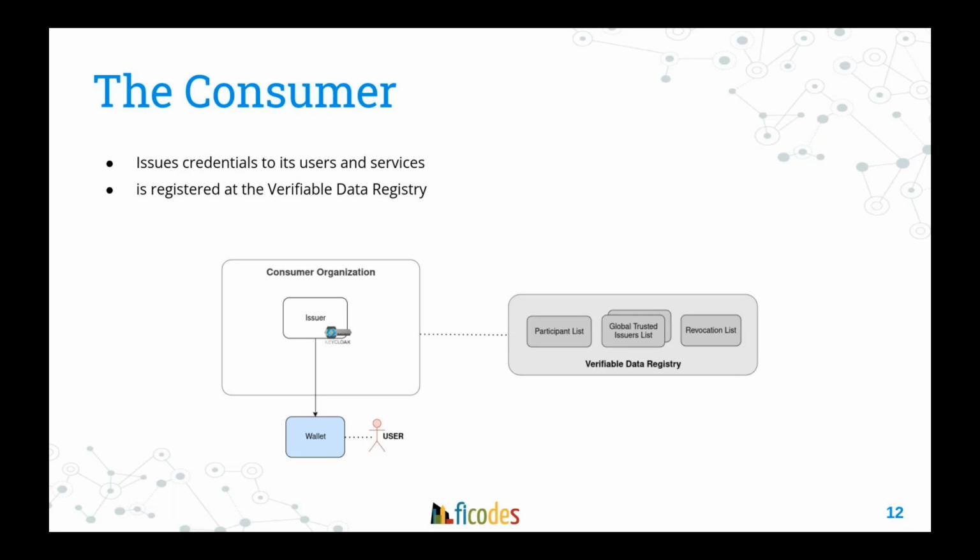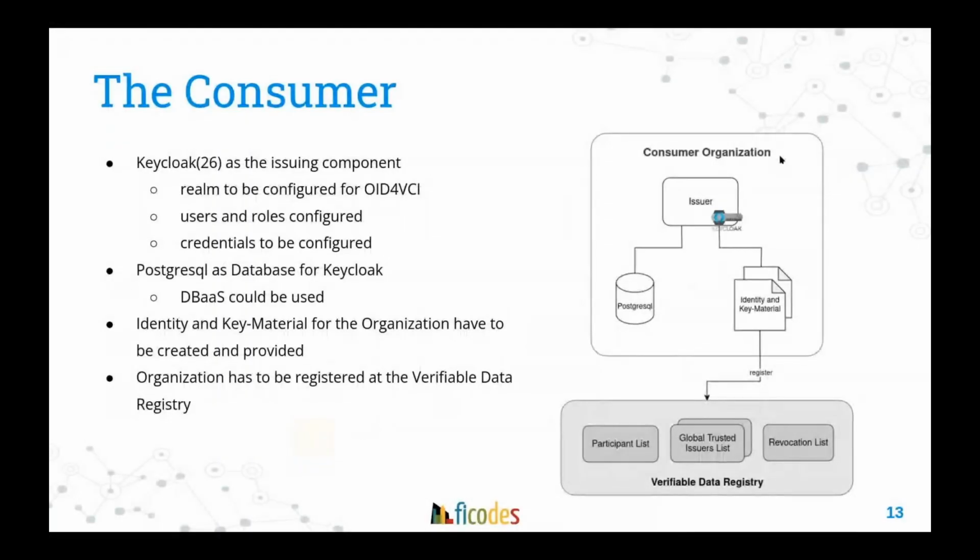go to the data. So what we need to fulfill this is an issuer of verifiable credentials that could provide the credentials to our users or services, which will most likely store them in some kind of wallet. And we also will need our organization to be registered at the verifiable data registry as a valid participant, which means we need to register ourselves at the trust anchor we deployed right now. How does it look in an actual deployment?